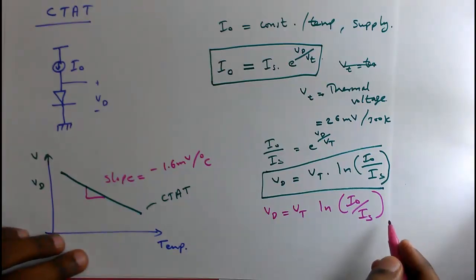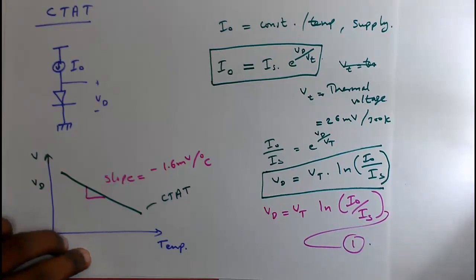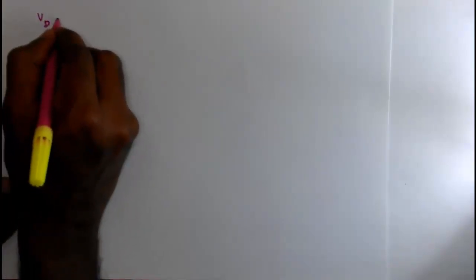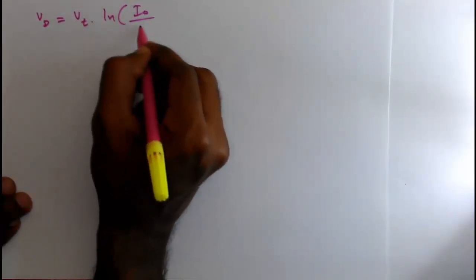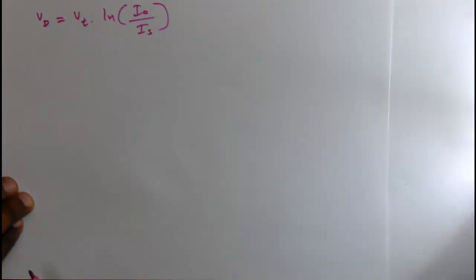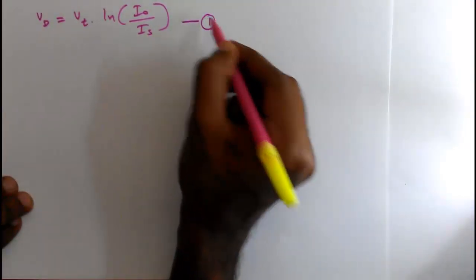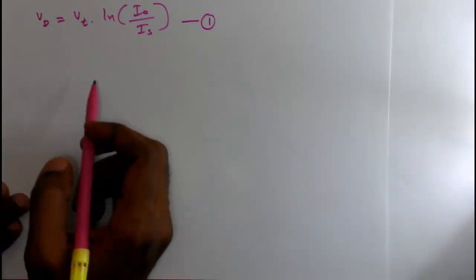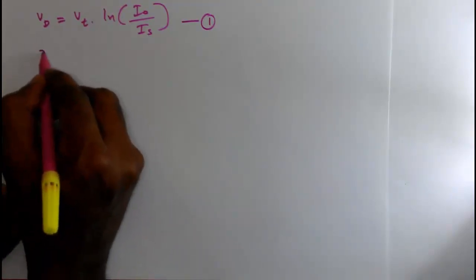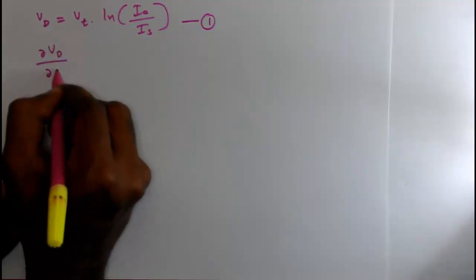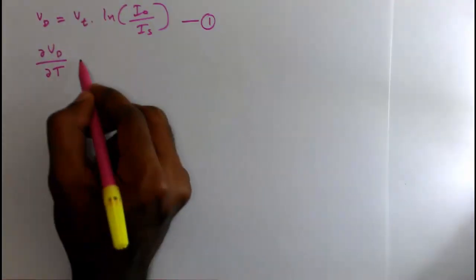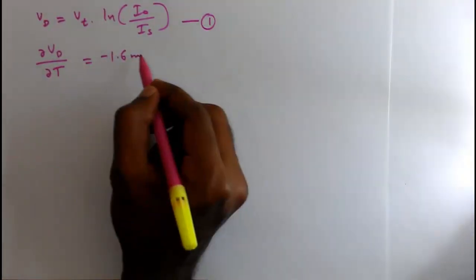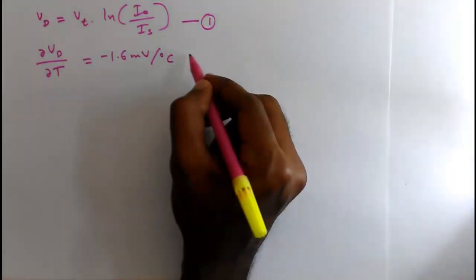I am marking it as equation number 1. We have the diode voltage Vd equal to the thermal voltage Vt into the logarithm of I0 by Is, and we marked it as equation number 1. From this we said dou Vd by dou T, that is the rate of change of Vd with respect to temperature, equal to minus 1.6 millivolt per degree centigrade. This is what we got from the textbook.